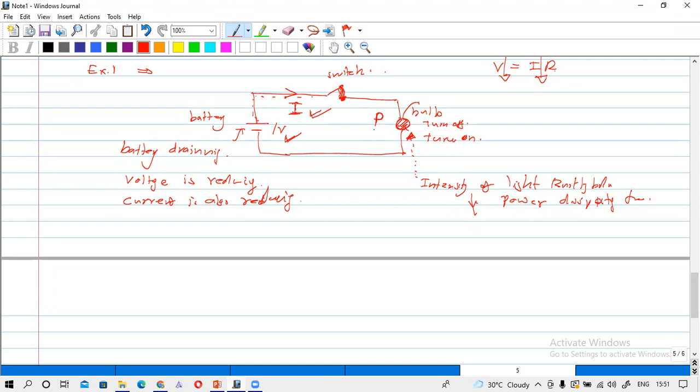Okay, so you know that when this battery is draining, the intensity will be reducing, no? The current decreases, the light decreases.